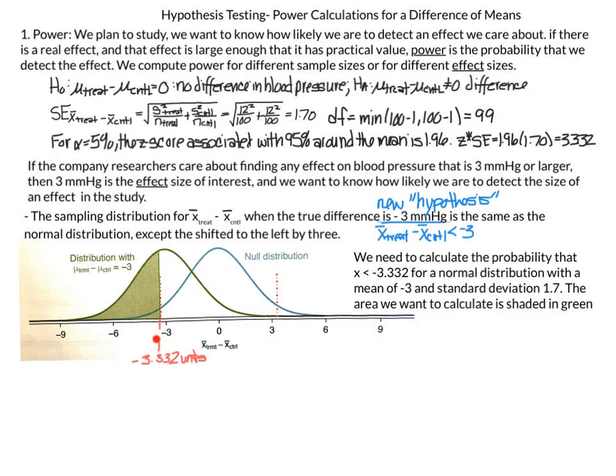Here's our normal curve, here's the measurement we want. So now we need to know how many standard units is -3.332 relative to the mean. In other words, we need to get the z-score now for this, but not relative to our 0 mean, but relative to our -3 mean. So the z-score we're going to be looking up when we look at the tables is our -3.332 minus our mean, which is -3, divided by standard error, 1.7, which is -0.2.